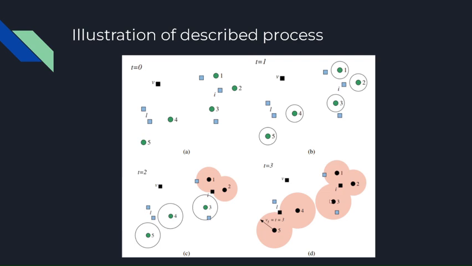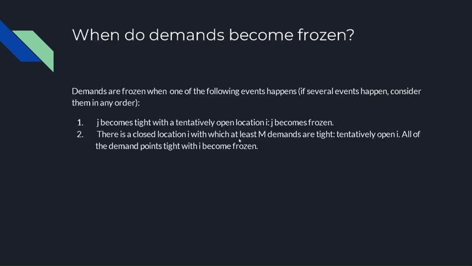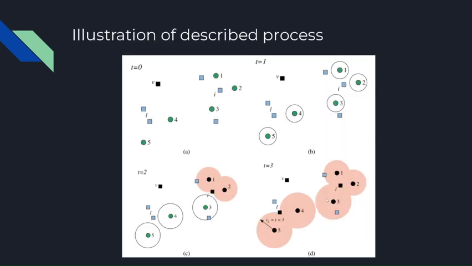Now at t is equal to 3, the circle for 3 has expanded even more, and it has come to this particular point where we have already opened the facility. So here the first condition will apply, that is j has become tight at a tentatively open location, and hence j will become frozen, because we'll assign 3 to this already open facility. And the case for 4 and 5 is similar to that of 1 and 2 at t is equal to 2, so I'll not explain that again.